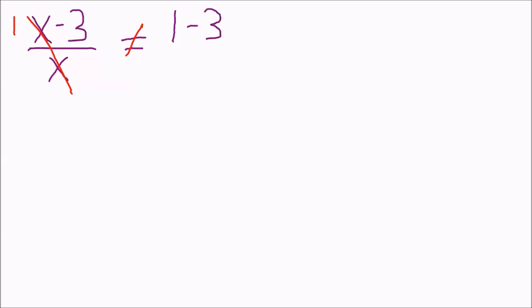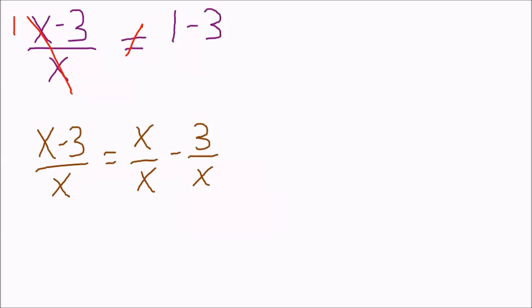This is not true. What's really happening here when we have x minus 3 over x is that we can separate this into saying x over x minus 3 over x. From here we can see, because we have just an x over an x, this will indeed cancel and leave us with 1. And then also we have the negative 3 over x, which will not reduce and will stay the same.